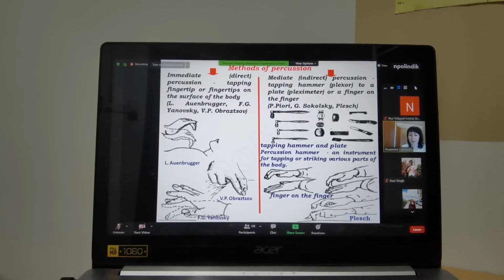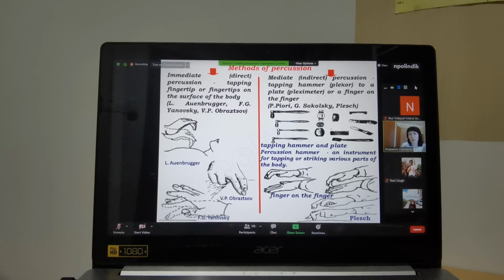It was direct, by the whole hand, flexed palm, and you can tap like this. It is direct percussion. The Yanovsky method was also direct percussion, but by one finger. If you remember ostalgia, we usually detect it by percussion. It is direct, by one finger. So just the Yanovsky method. And the Obraztsov method we usually don't use because one finger should slide from another, like this. It is not convenient for me. And direct percussion, according to Yanovsky, we can use.